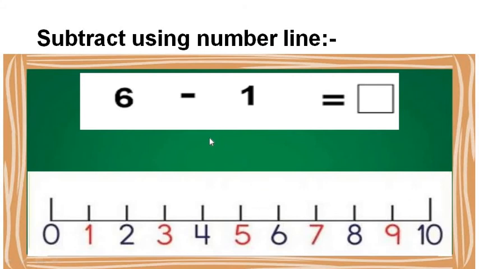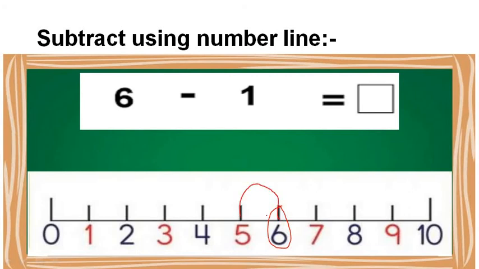Let's see. Our sum is 6 minus 1. So what we have to do? First of all, go on the number line and find out number 6. Look, this is number 6. Make a circle around it. Now we are going to make subtraction. What does it mean? You have to move one step, as 6 minus 1, backward or on the left side of the given number. Let's do it.